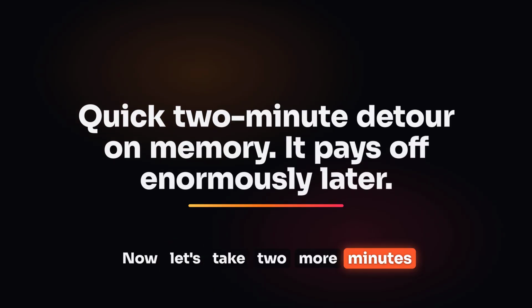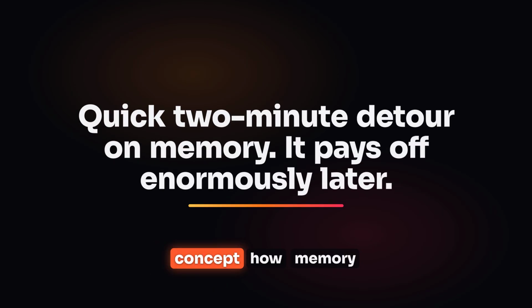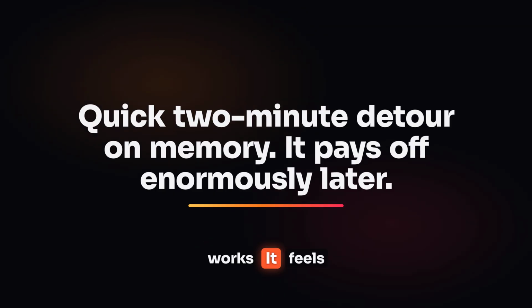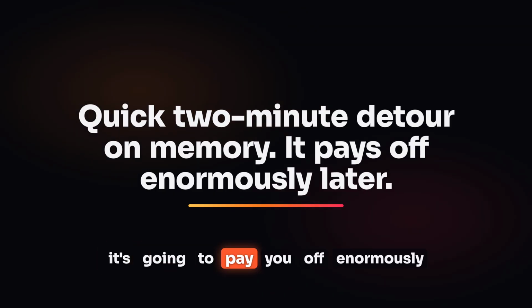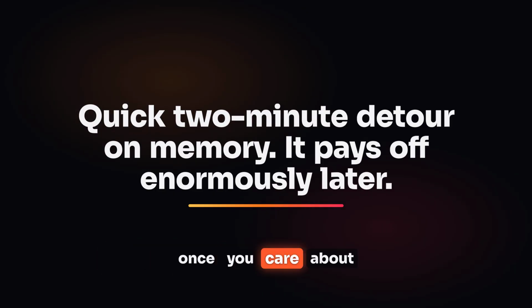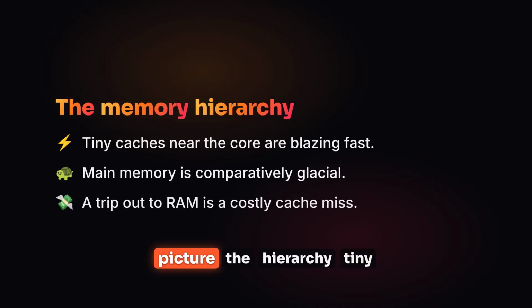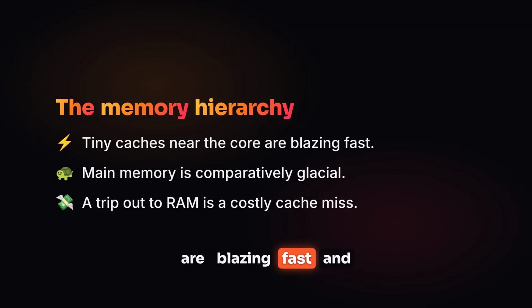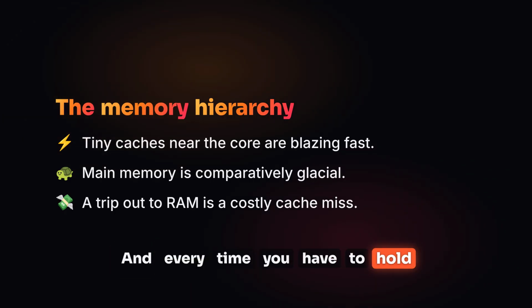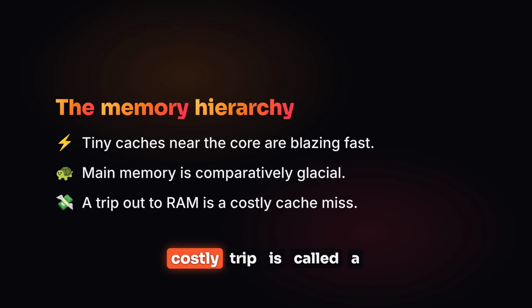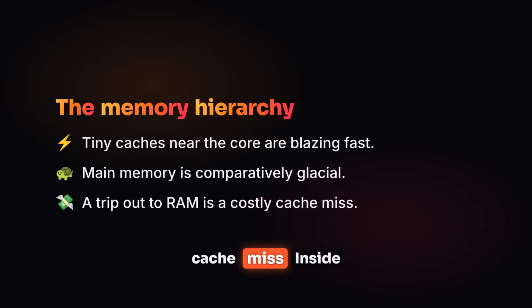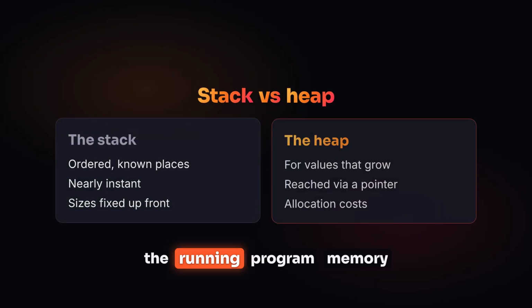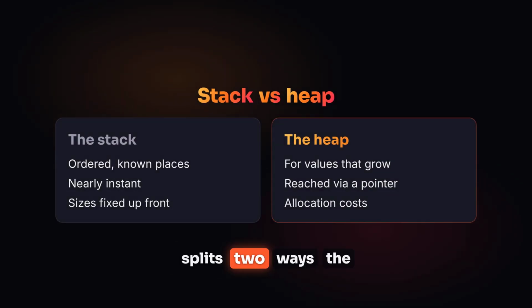Now let's take 2 more minutes to understand another important concept: how memory works. It feels like a tangent, but it's going to pay off enormously once you care about speed. Now picture a hierarchy. Tiny caches right next to the core are blazing fast, and your main memory is comparatively glacial. And every time you have to haul data up from RAM, that costly trip is called a cache miss.